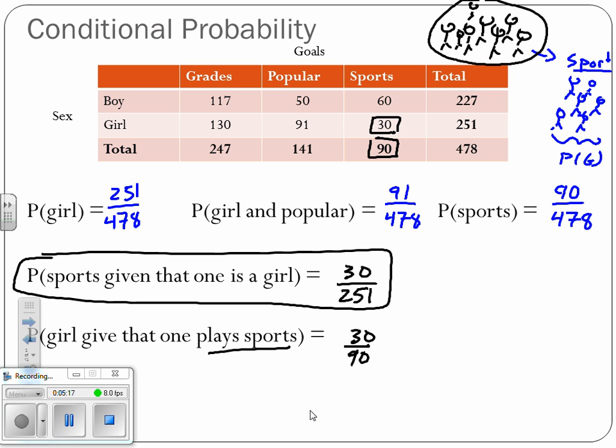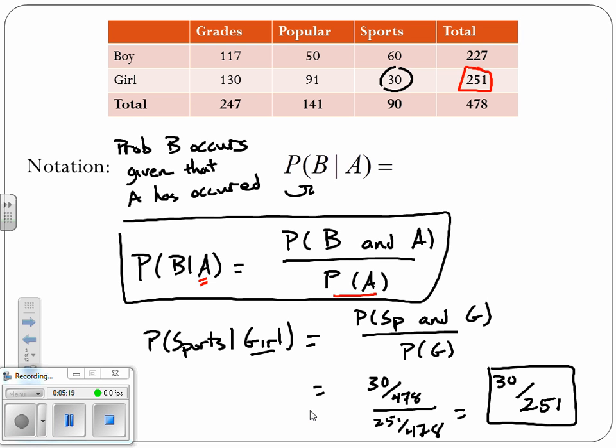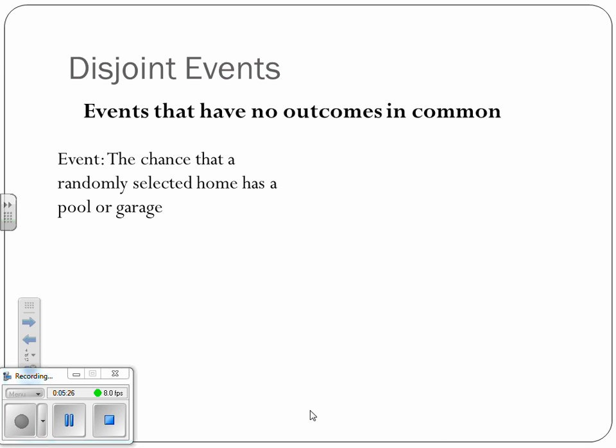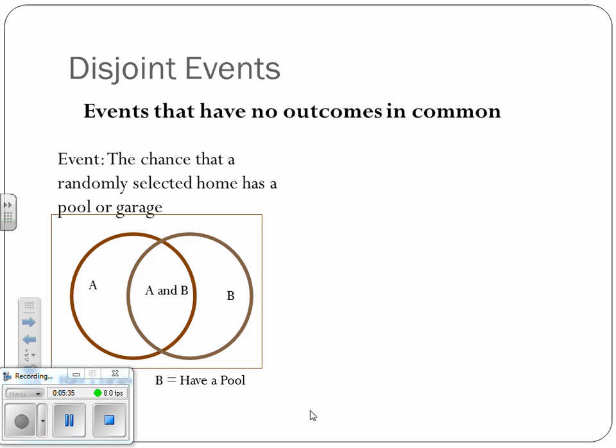So we can look in the table and get it, but this formula also works very well if we can remember that, if we keep working with it. So quick mention here, something that's disjoint means that there are no outcomes in common. So if we have a house, some houses have pools, right? Some have garages, some have both. The fact that there's an overlap, this would mean that these two things are not disjoint.